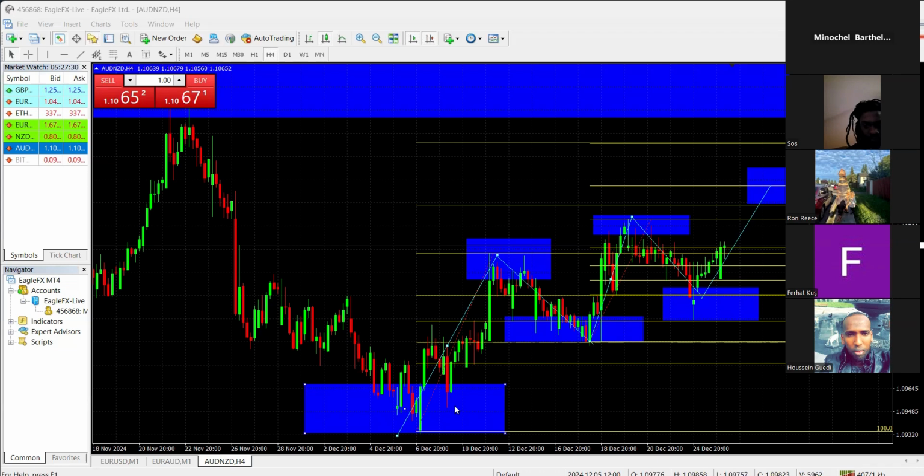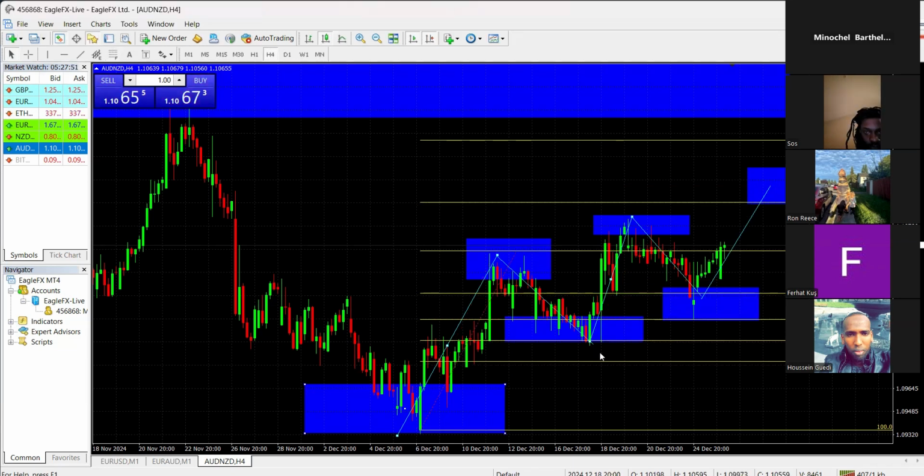But to answer your question, Ron, it went all the way up to create the high, went all the way down to create the low. I think I have too many fibs on. Obviously, the 61% is the sweet spot. Usually, if the market goes for the 61%, creates a nice structure and gives you that bullish engulfing if you're looking for a buy, that's pretty much the best scenario possible, the best entry price possible.